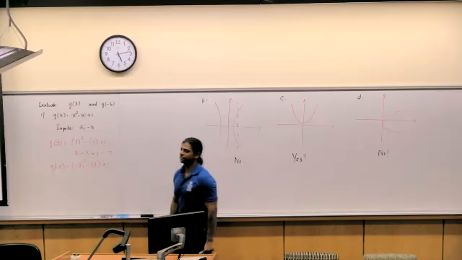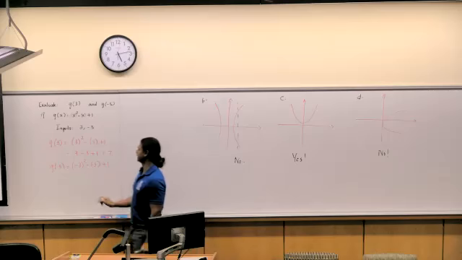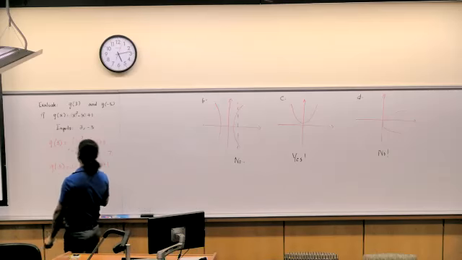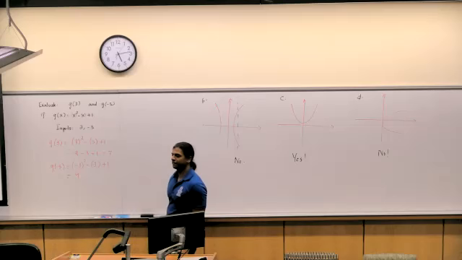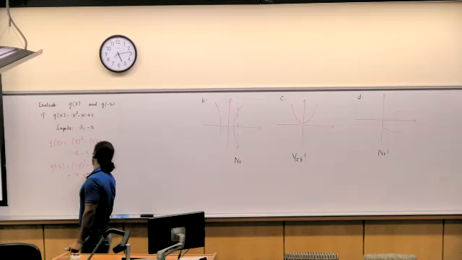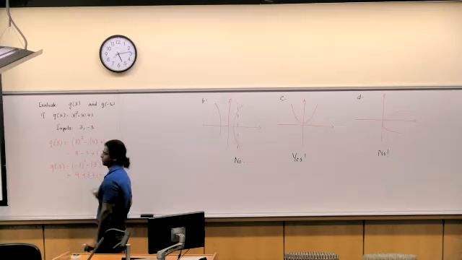What is minus 3 squared? 9. Negative times negative 3 is positive 3 plus 1. And what do we get?